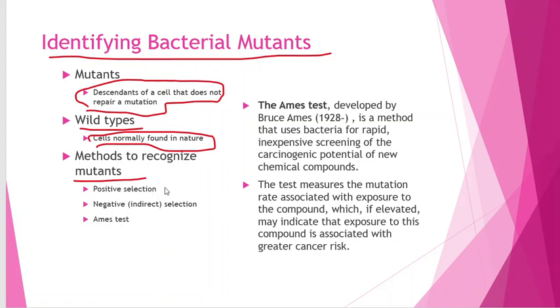How do you recognize these mutants? Positive selection, negative selection, and then the Ames test. The Ames test, we use bacteria to see if something might be carcinogenic. We measure how fast this substance causes a mutation in a bacteria when it's exposed to that. And if it's elevated, that may indicate it's a greater cancer risk, say, in us.